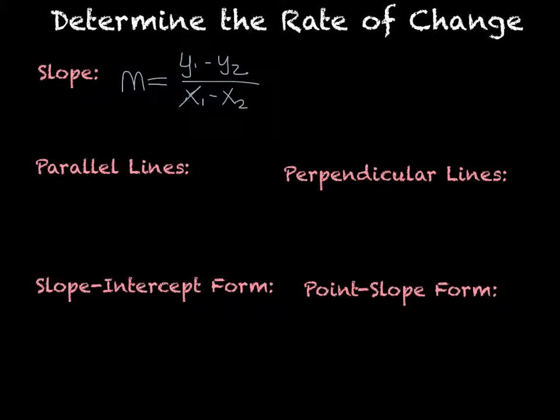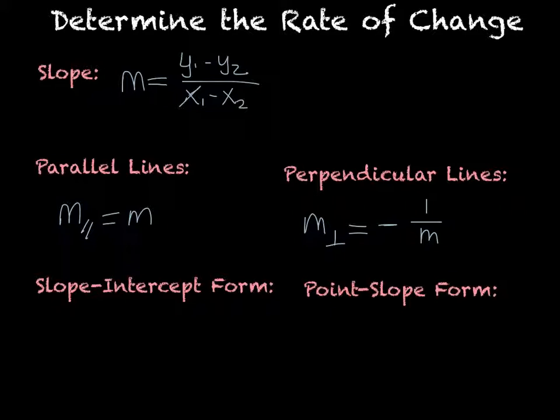Okay, and then our parallel lines. If we want to find a line that's parallel, so exactly the same rate of change, then we just look at our m. So our m parallel is going to equal our original m. They're going to be the same. So once we find our original m, then we already know our parallel m. And perpendicular lines, m perpendicular is going to equal the opposite sign and the inverse of the number. So opposite sign, opposite fraction. Flip the sign, flip the fraction.